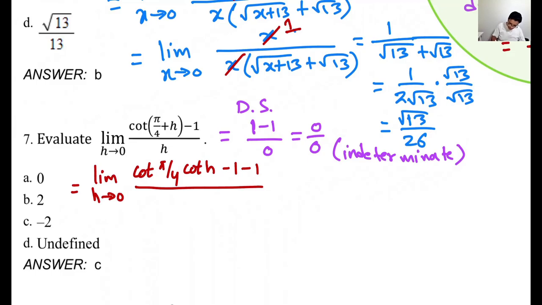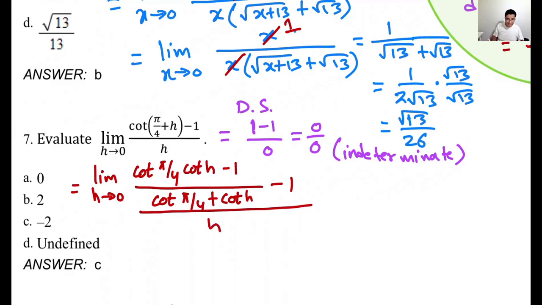Oh, sorry, I should be careful here. That second minus 1 should be here. Okay. Over cot pi over 4 plus cot h. That is just cot pi over 4 plus h expanded within the numerator. Okay. And you have this entire thing divided by h.